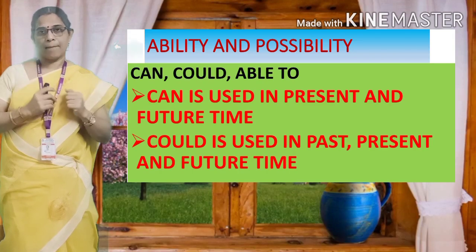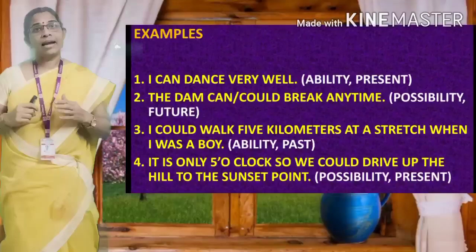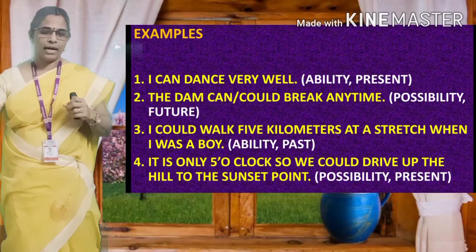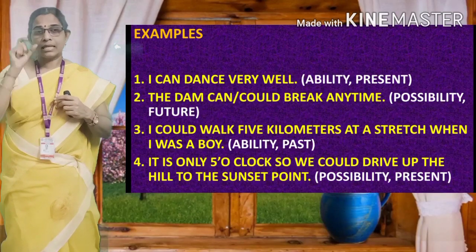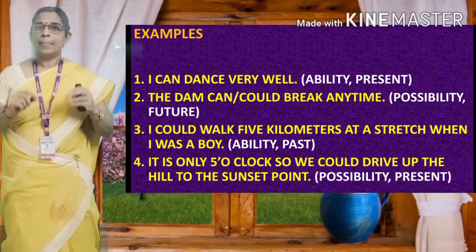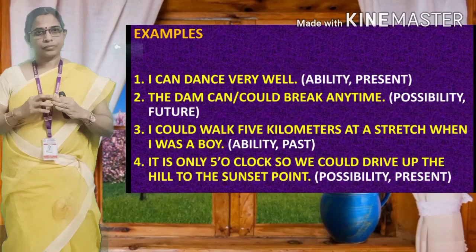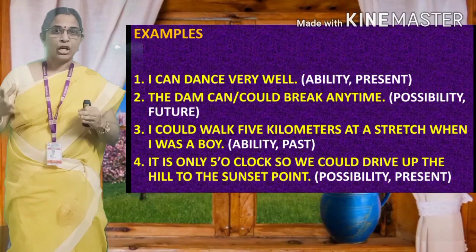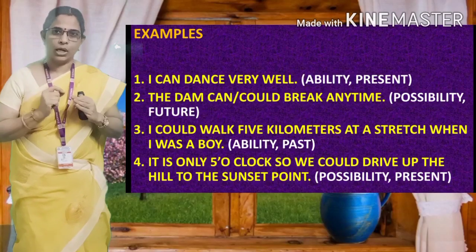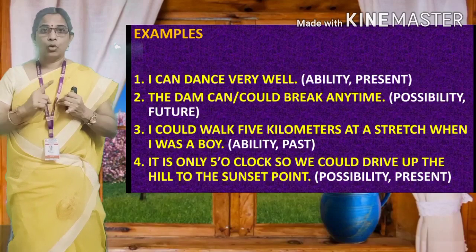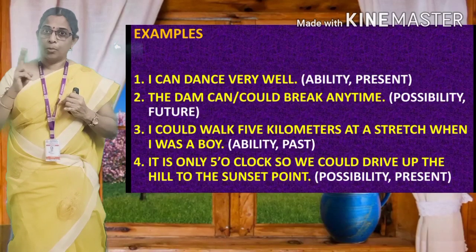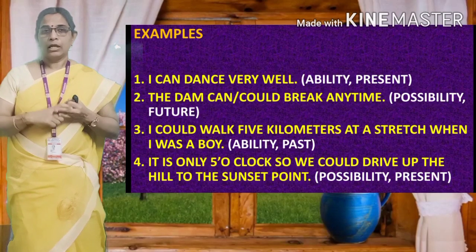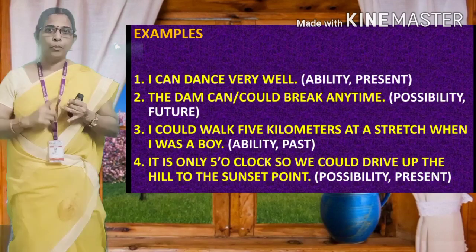So, look at some examples which have been given in the PPT. I can dance very well. This shows the ability of the speaker that she can dance or he can dance. Since can has been used in the sentence, that refers to present tense. Second example, the dam can or could break any time. So, possibility, future. As I already told, you can use could for three tenses: past tense, present tense and future tense. So here you can use either can or could, both are right.